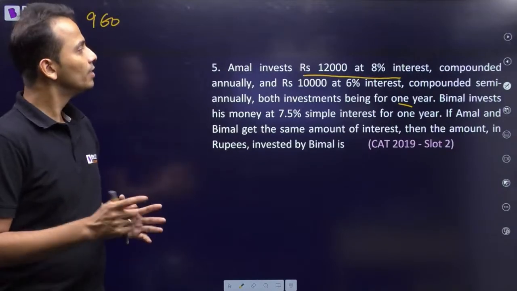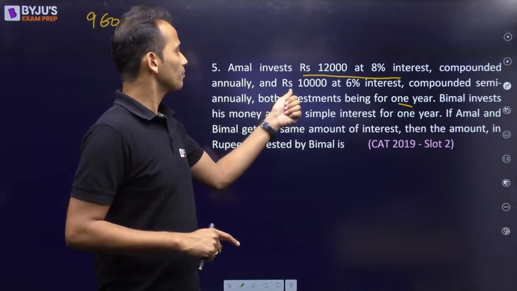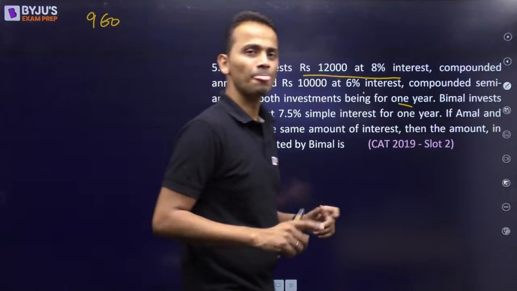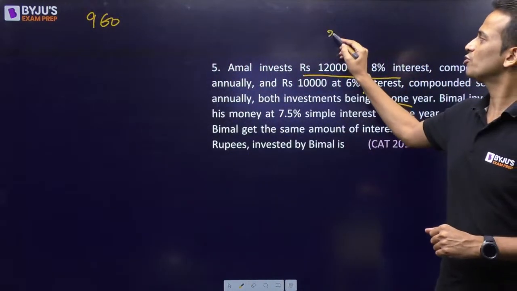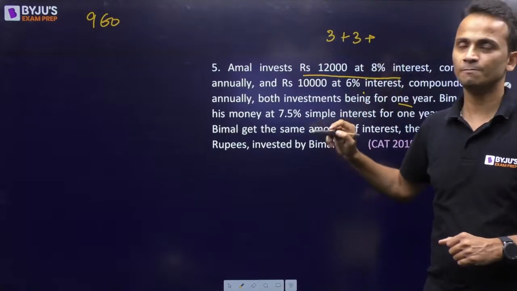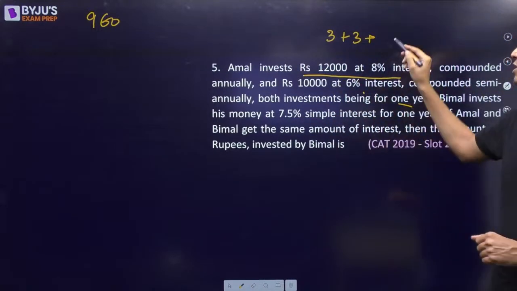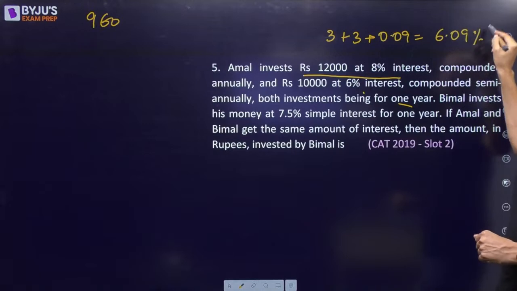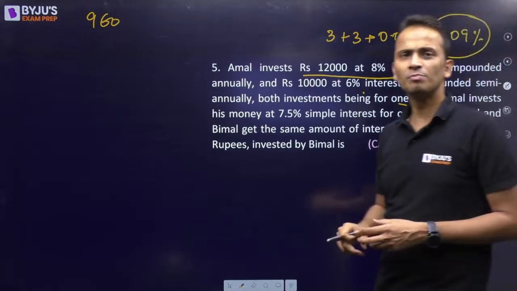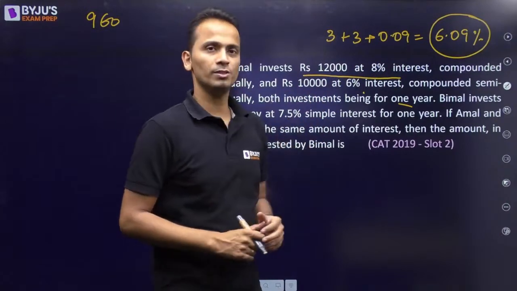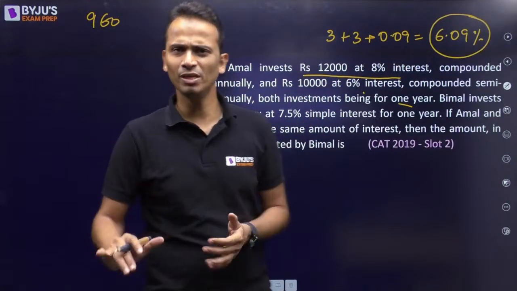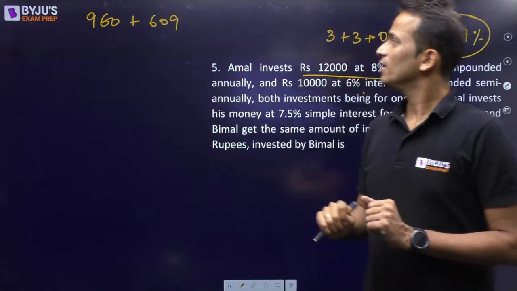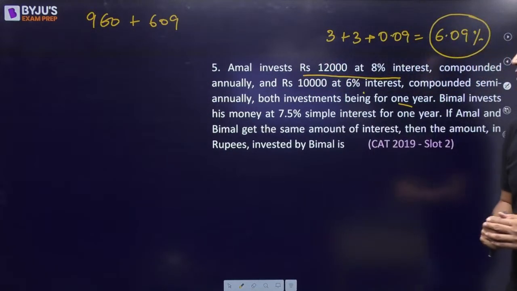It was simple. Now the second investment of Amal is rupees 10,000, 6% interest, but it is compounded half yearly. Okay. Now 6% compounded half yearly. That means 3% and 3% successively. So 3 plus 3 plus 3 into 3 divided by 100. That is 6.09 percentage. All right. Now 6.09 percentage of 10,000 will be 609. Simple. So from second investment, Amal has earned an interest of 609 rupees.